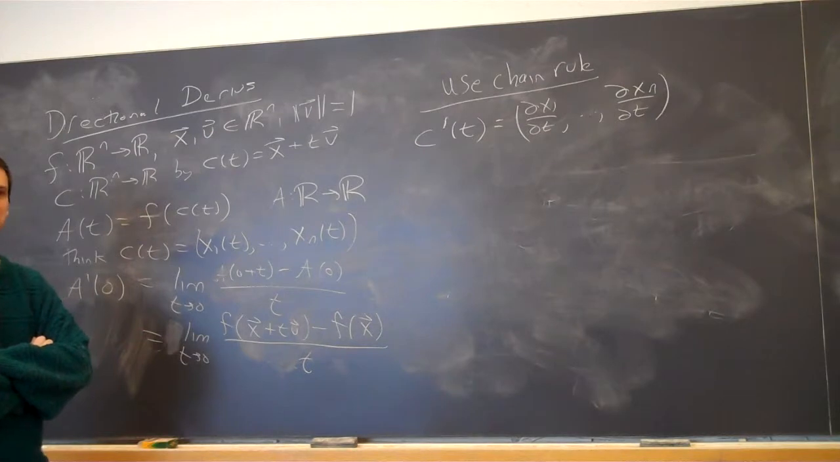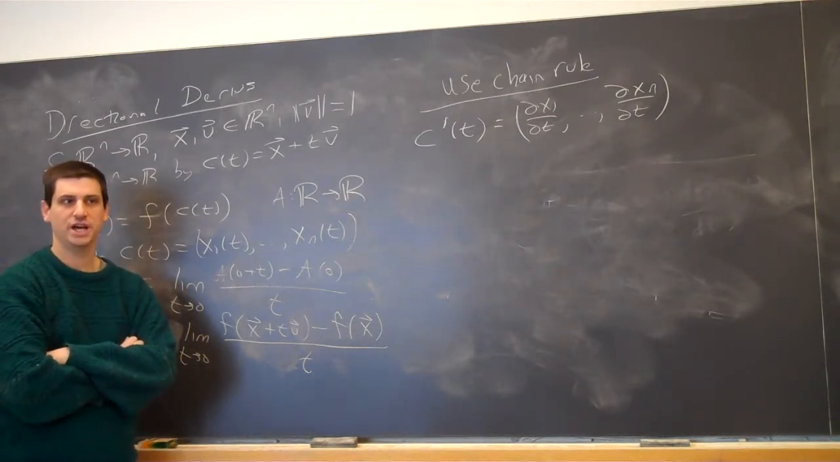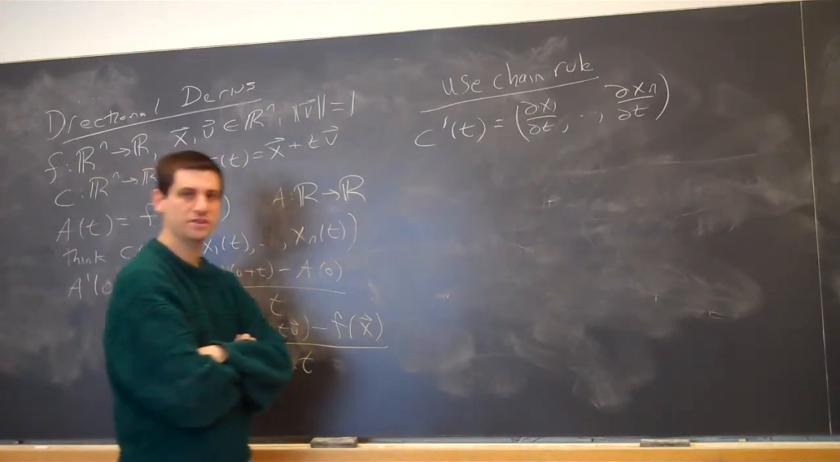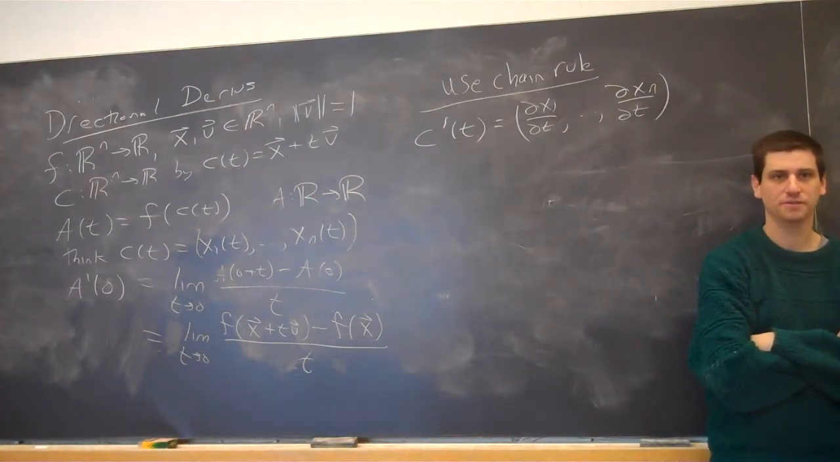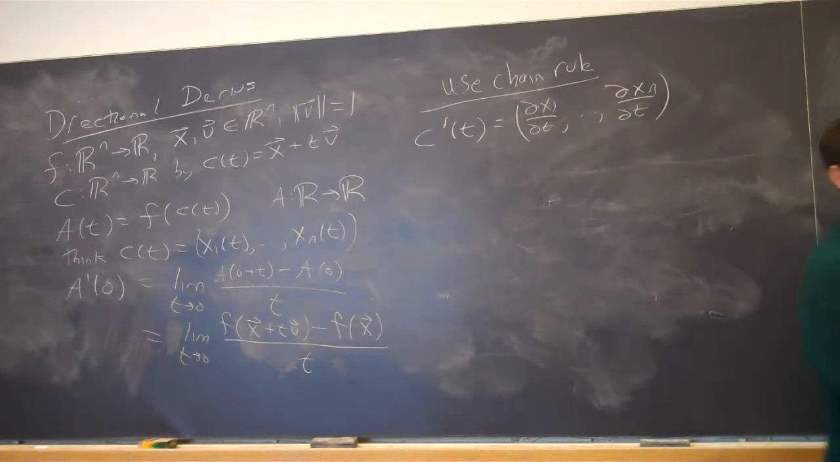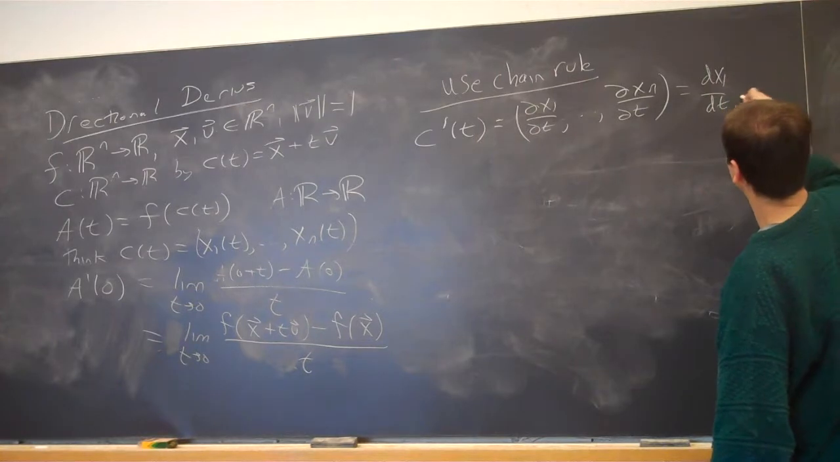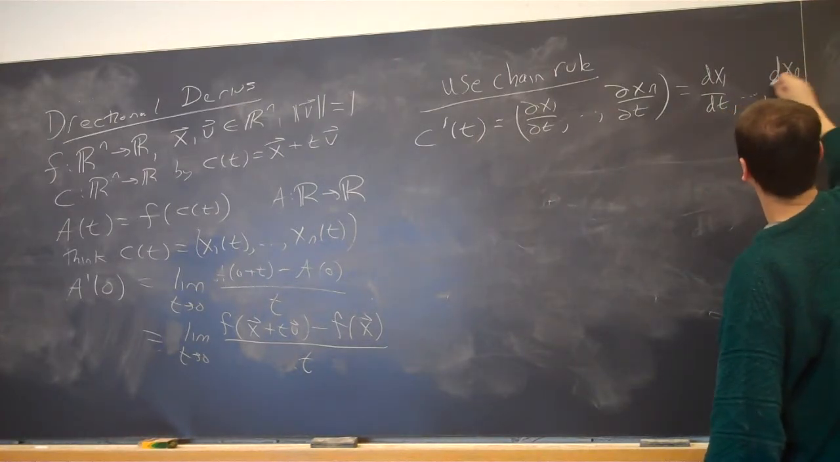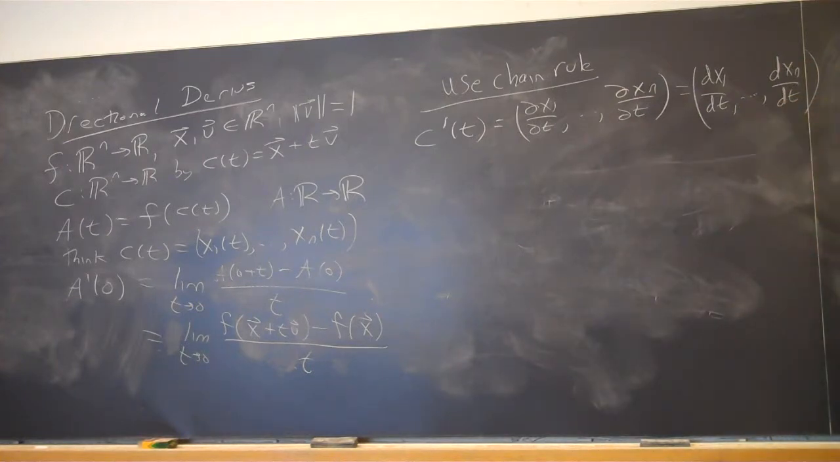Normally I make a real stink about making sure you use your partials versus your full d's. This is one of the few times when I can't complain if you write a full d rather than a partial d. Why can't I complain? Trust me, if I could, I would. If you write a full d, it's correct. Why is it okay to say that this is dx1/dt ... dxn/dt? Why is that okay?